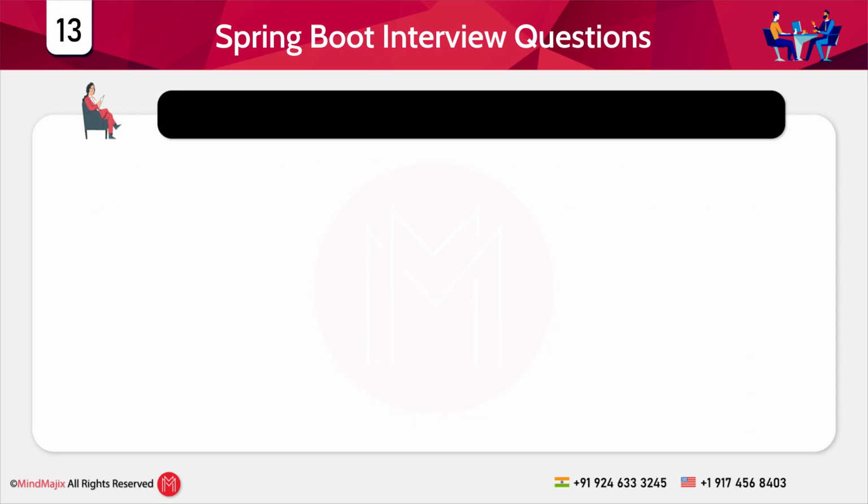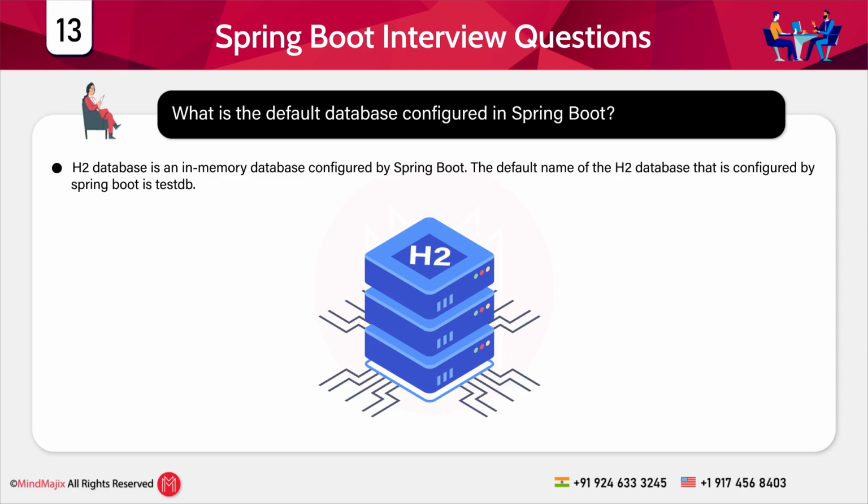Okay. And one more simple question is, what is the default database configured in Spring Boot? As I already told you, Spring Boot by default comes with an in-memory database, that is H2. When you are working with any database, first you need to create a database, right? For example, if you are working with a MySQL database, then you need to create a database name related to your project requirement. When it comes to H2, it is also an in-memory database configured in Spring Boot. The default name of the H2 database configured by Spring Boot is testdb. Here the default database configured in the Spring Boot application, the name is testdb. Okay.